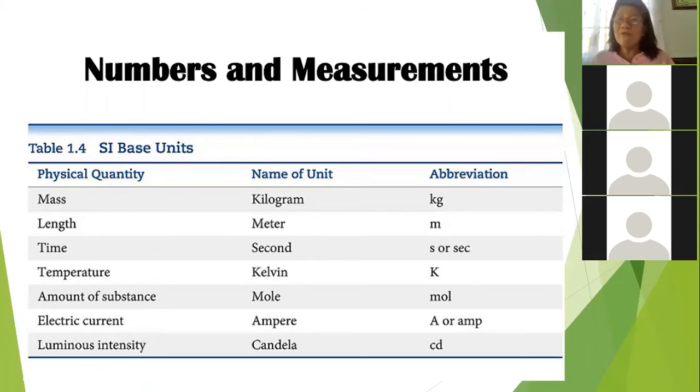So, since we have different units of measurement, as I have said, that is the English system, we have the SI, the International System of Units, and we have now the metric system. So if you look into this, these are known as the SI base units.